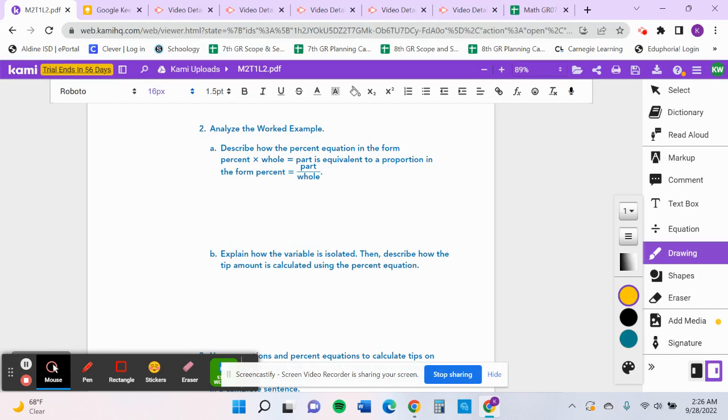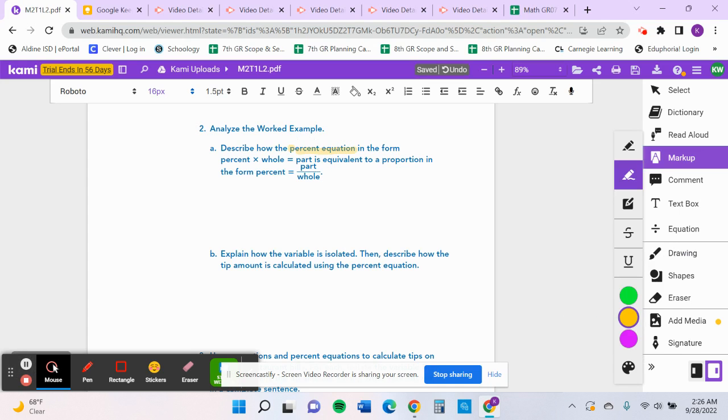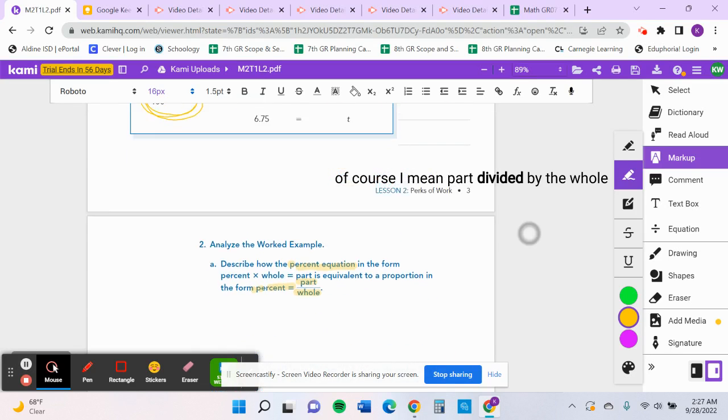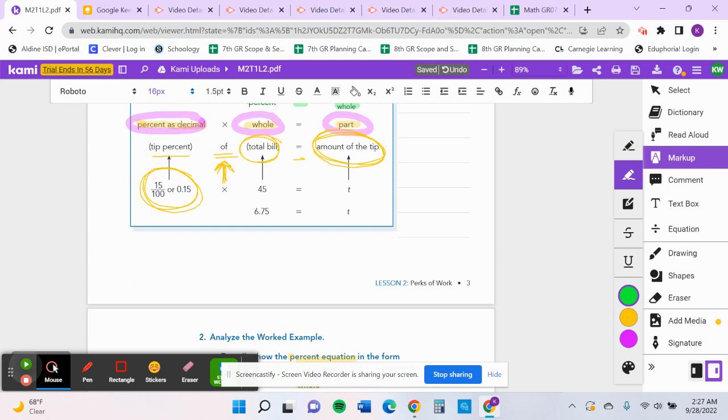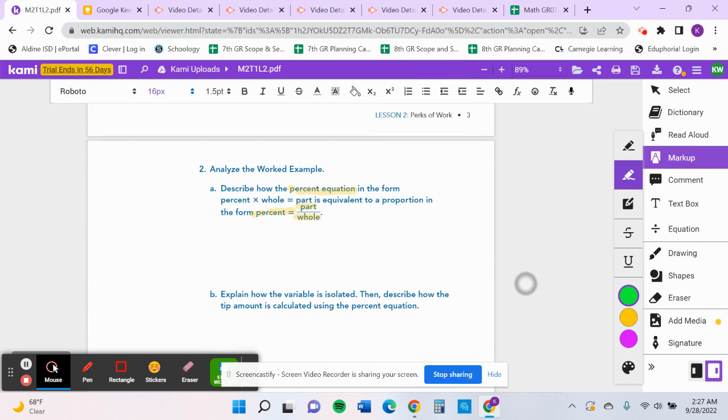It says analyze the worked example. 2A. Describe how the percent equation in the form percent times whole is equal to part is equivalent to a proportion in the form percent is equal to part over whole. So looking back at the worked example, that actually shows right here, percent is equal to part divided by whole. So explain, how is that equation the same as percent times whole equals part?